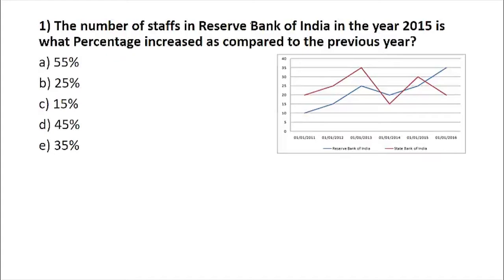The number of staff in Reserve Bank of India in the year 2015 is what percentage increased as compared to the previous year. Reserve Bank of India is blue color. In 2015 it is 25. In the previous year, 2014, it is 20. So what is the difference? 5 as compared to the previous year, so in the bottom there will be 20. 1 by 4th, in percentage, as I have told you before, is 25%. It is in B.